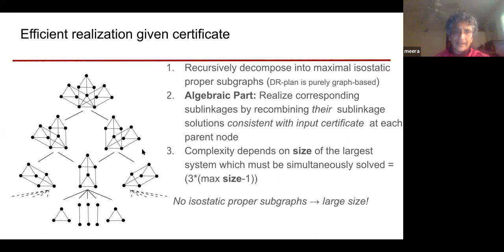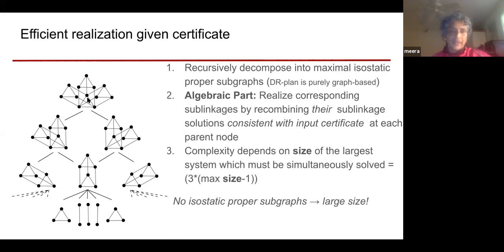Once you have that, you get the recursive decomposition, and then you need to realize the sublinkages. By sublinkages, I mean, for a parent, there are some linkages which are the sublinkages, and you get their solutions and combine them depending on what the certificate tells you, which solution to use for each one of them, and then you get the next. You solve the small system, because if it's an optimal, constant size DR plan, great. Then you have a small system to solve, and you're done.